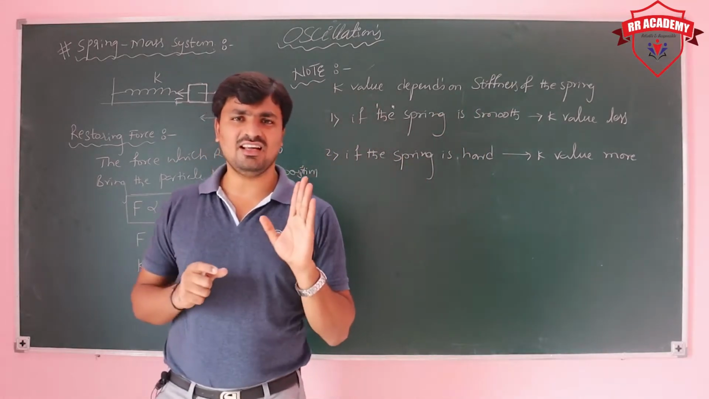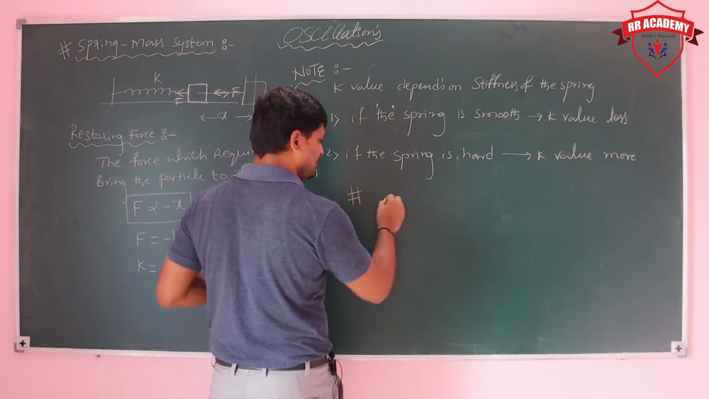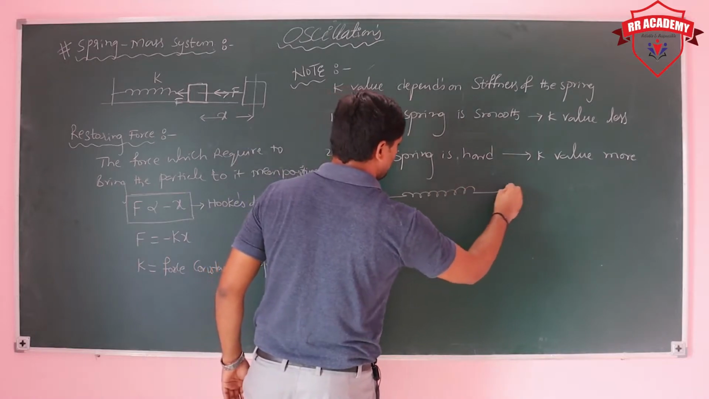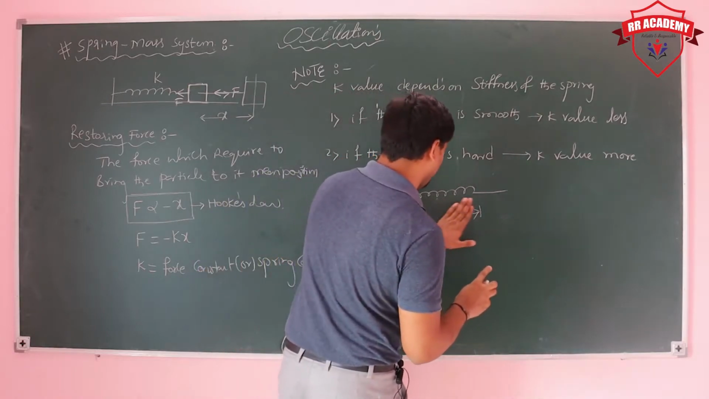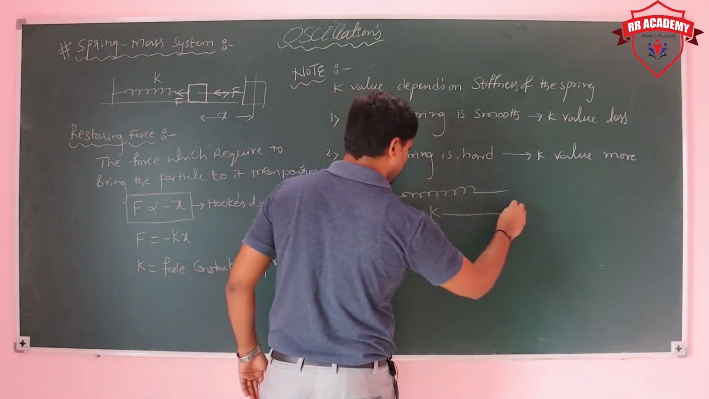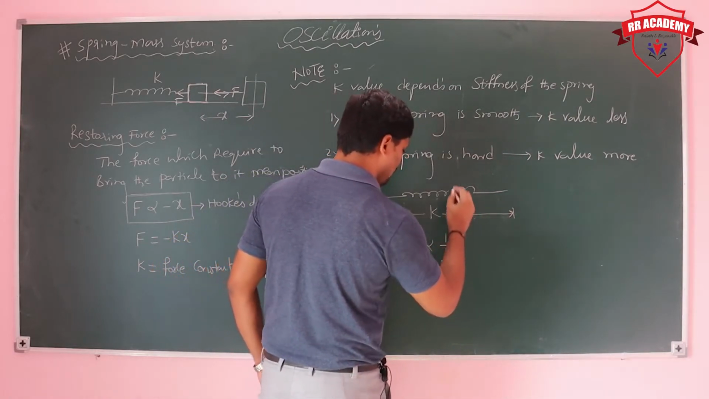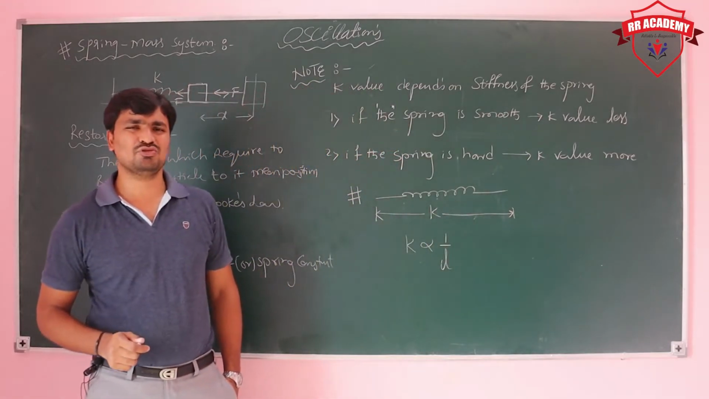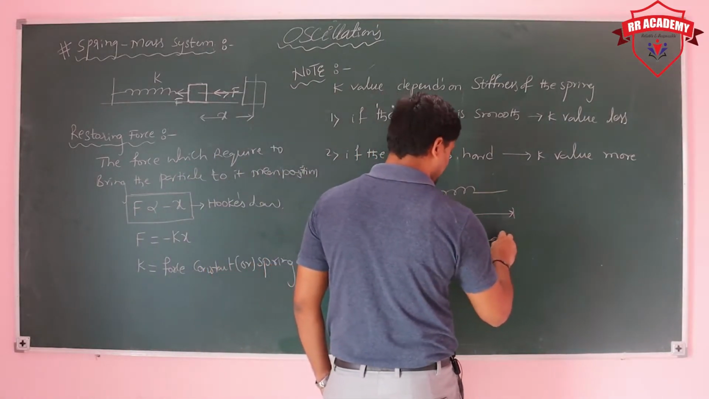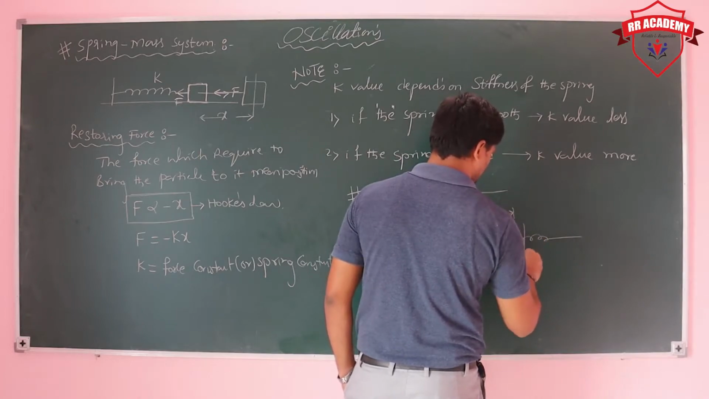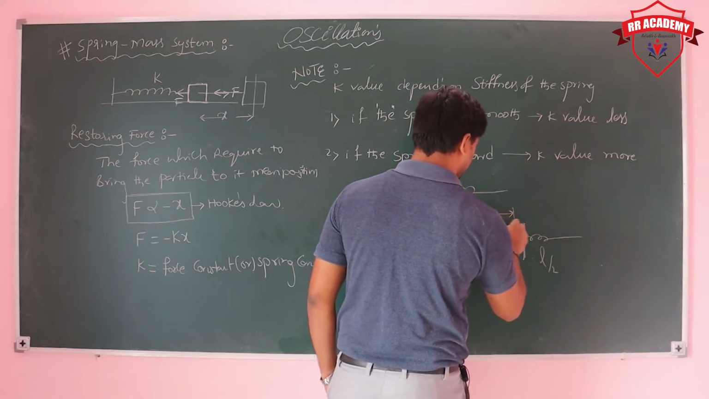So this is simply Hooke's law. One more thing: K is inversely proportional to the length of the spring, if you apply a constant force. What is the meaning of that? If you cut the spring into two pieces, the length becomes half and the spring constant becomes double.